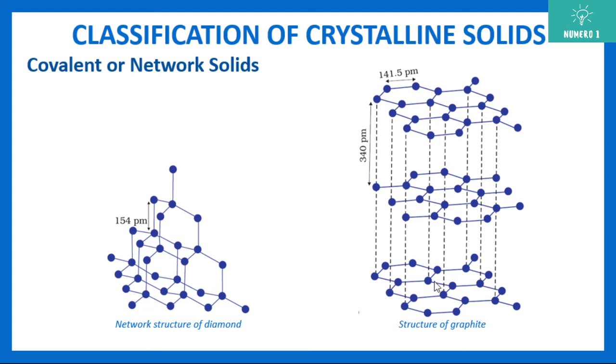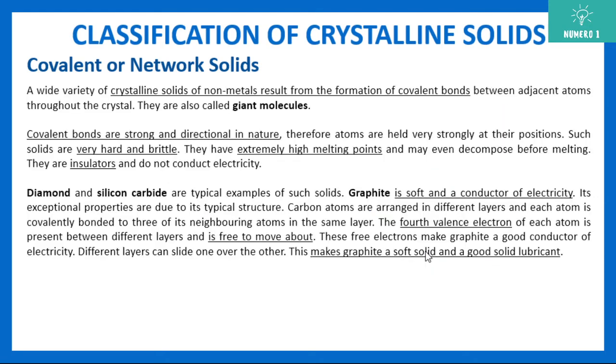This is a structure of graphite, where I see that this carbon is bonded to three other carbon atoms, and this is a layered structure, and this is also a layered structure. In between there are electrons which are flowing. That's why graphite is able to conduct heat and electricity.